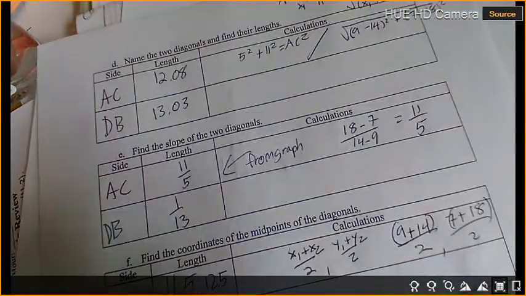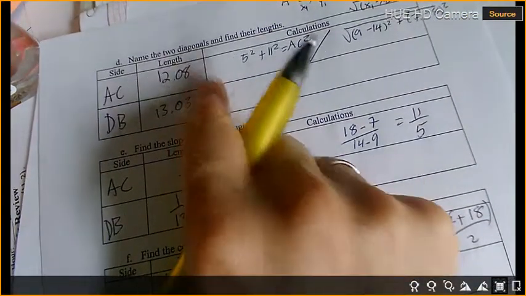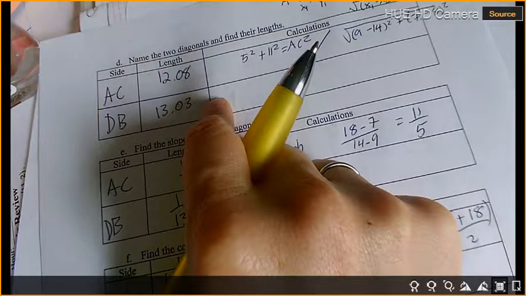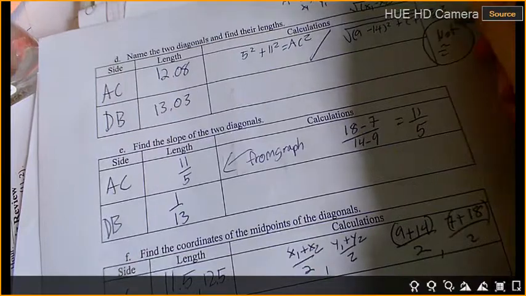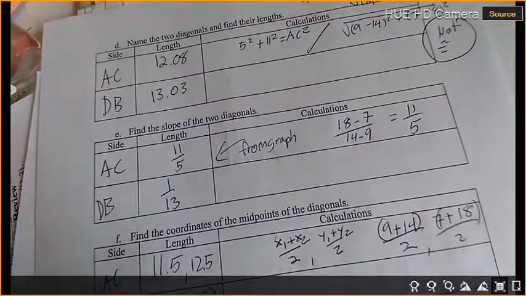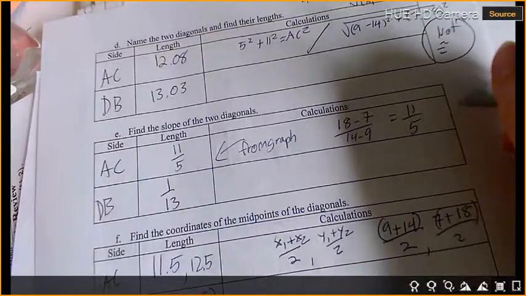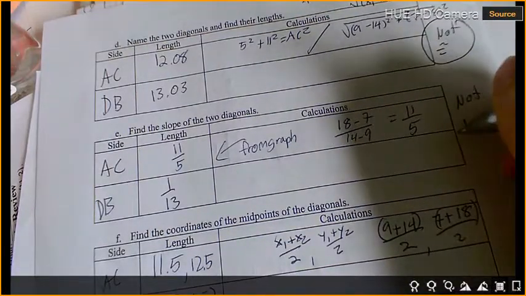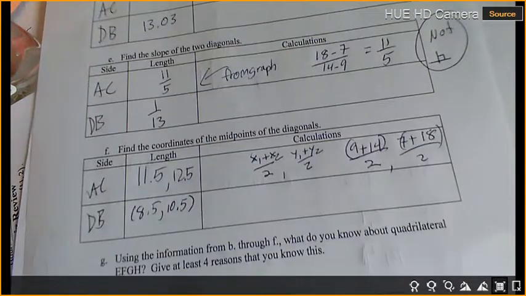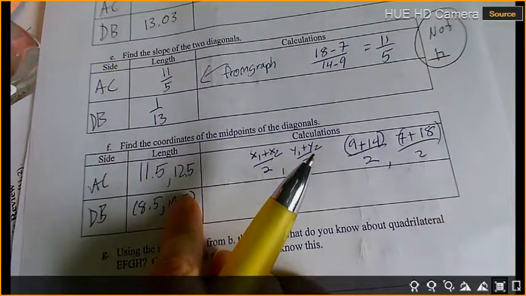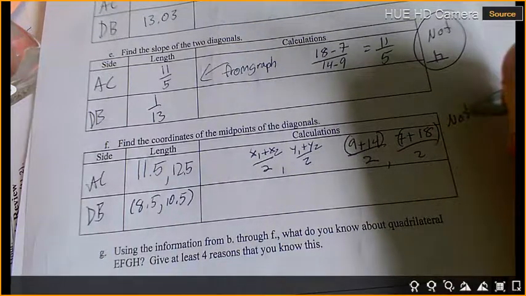Okay. For part D, are the diagonal lengths the same? No. Not congruent. I can write myself a little message on the side. Are the slopes opposite reciprocals? No. So we say not perpendicular. Okay. Are the midpoints the same? No. So we say not bisecting.